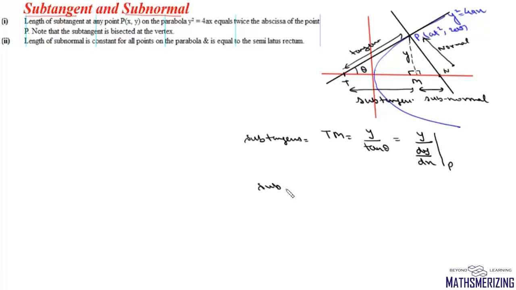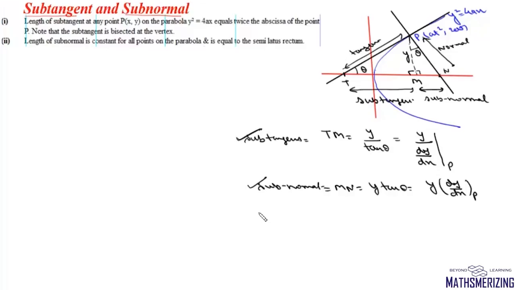Now in case of subnormal, which is MN, this angle is theta, and this angle here will also be theta. So in this case, it will be y into tan theta. Now it will simply be y into dy by dx at any point P. So this is how we write length of subtangent and length of subnormal for any general curve.